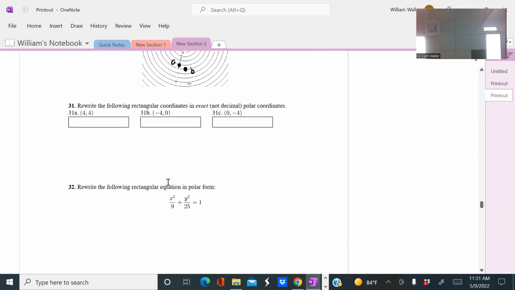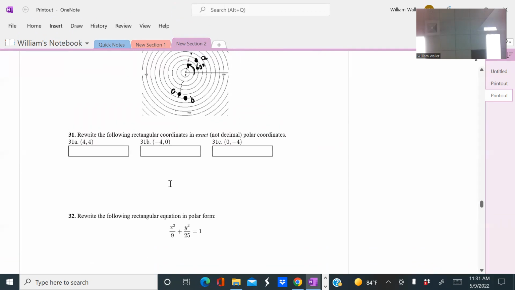Let's try going in the other direction just for fun here. All right, so these are rectangular coordinates. Let's put them in polar coordinates. So remember, the formula for converting from rectangular to polar coordinates: R, that's the R value in the polar coordinates, is the square root of the sum of the squares of your 2 rectangular coordinates.